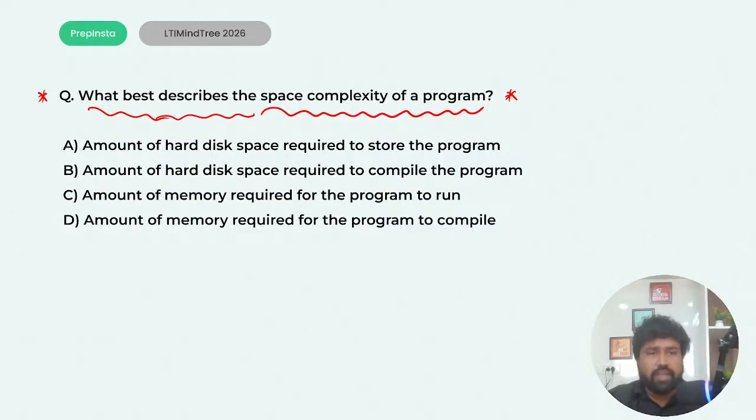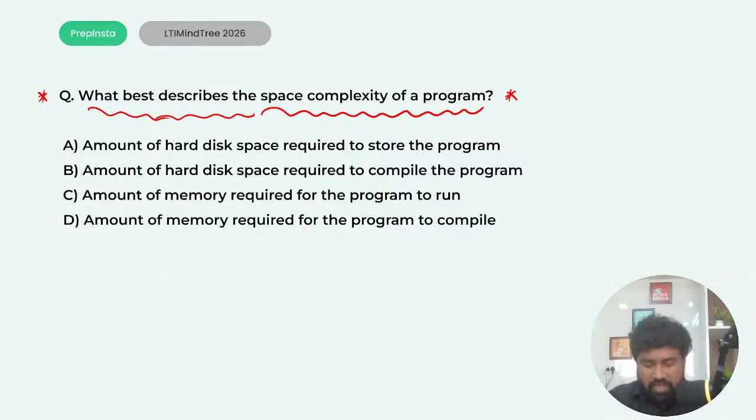Option C is someone saying. So the options they have given, I will read aloud. Amount of hard disk space required to store the program. Amount of hard disk space required to compile the program. Amount of memory required for the program to run. And amount of memory required for the program to compile.